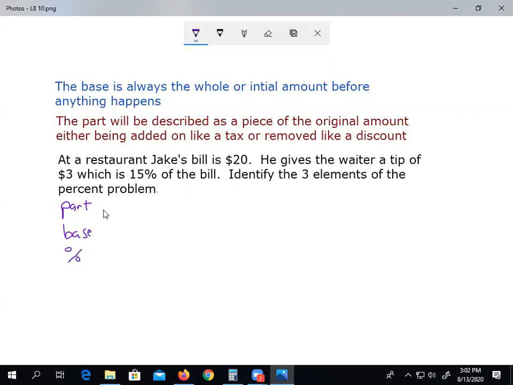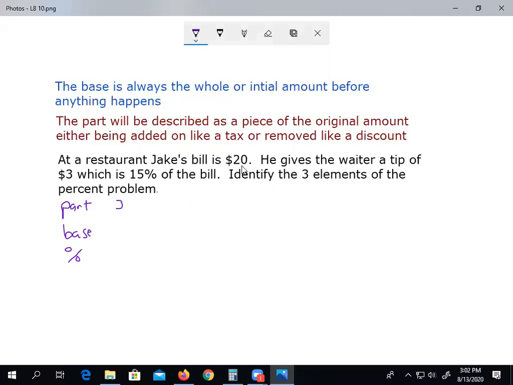So the part is something being added on or removed, like a tax or a discount. Or in this case, a tip would be what's added on top of the bill. So to me, the tip would be added on, so the 3 would be the part. The base is always like the whole number or the initial amount before anything happens.